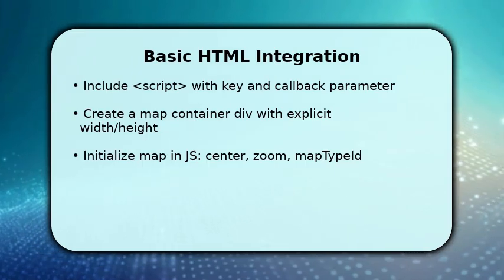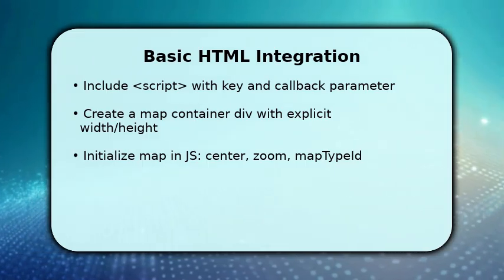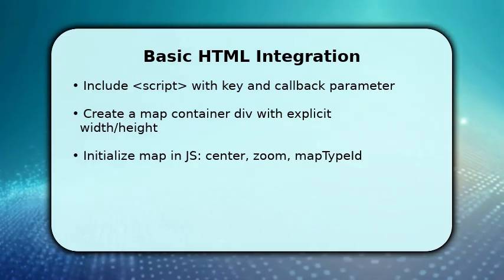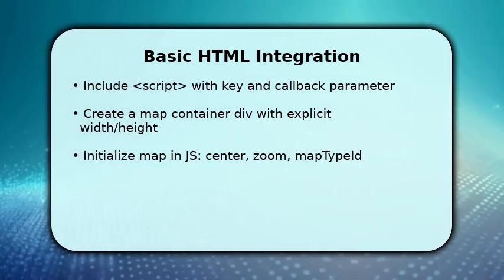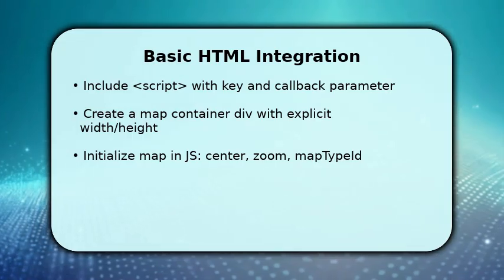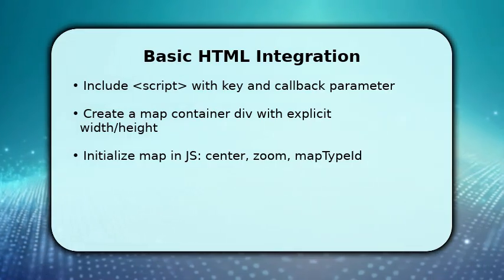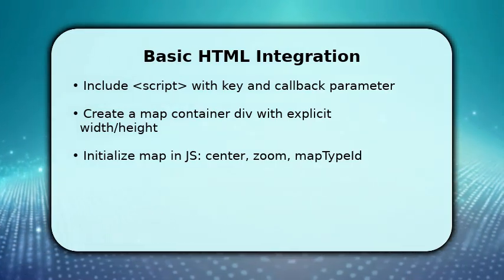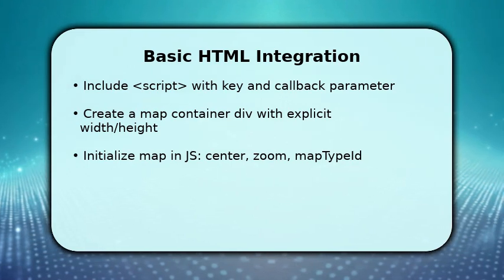Then write initMap in an external JS file. Choose center coordinates, zoom level, and map type ID. Instantiate new google.maps.Map. Once done, add markers or controls incrementally so you can test each feature rather than breaking everything at once.